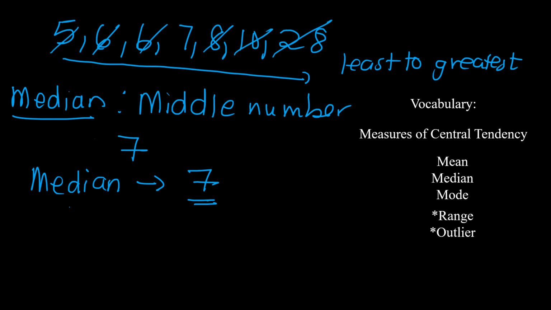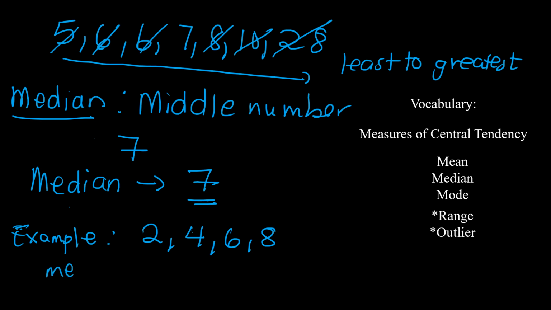What if you have an even number? So let's say, what if we had an even number of data points where we had 2 and 4 and 6 and 8? In this case, what would be the median? All right, what would be the middle number? So this is how you'd find the middle number.